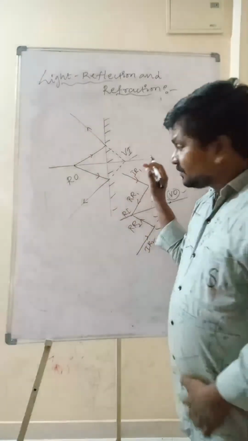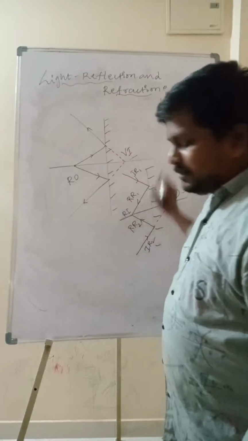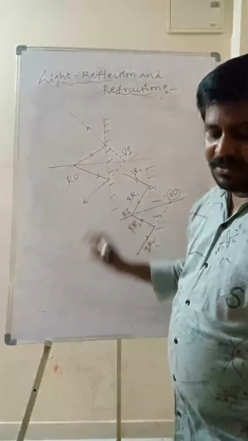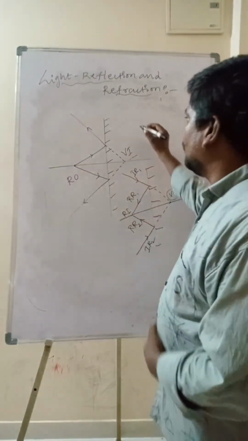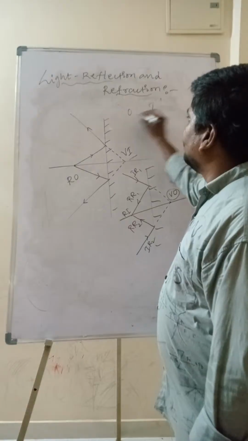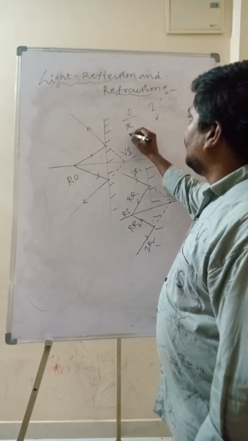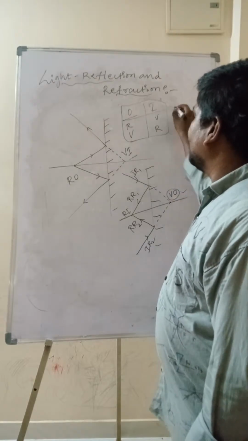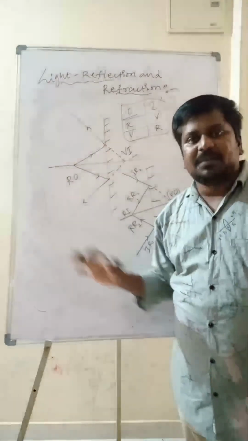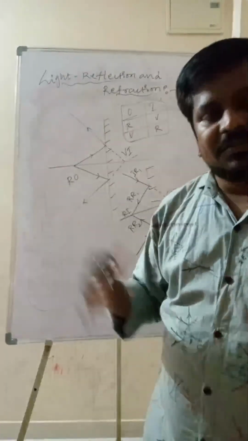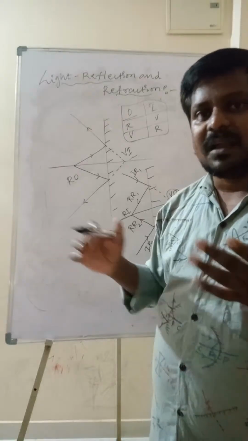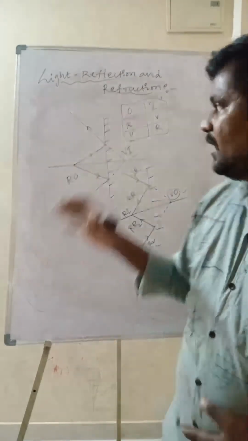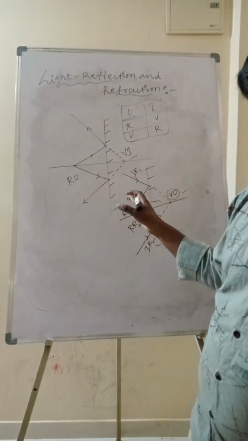So by observing these two cases, case 1 and case 2, we can conclude that when the object is real, the image is virtual, and when the object is virtual, the image is real. So this is about real image and virtual image, real object and virtual object. So, object types and image types. I hope it is very clear.